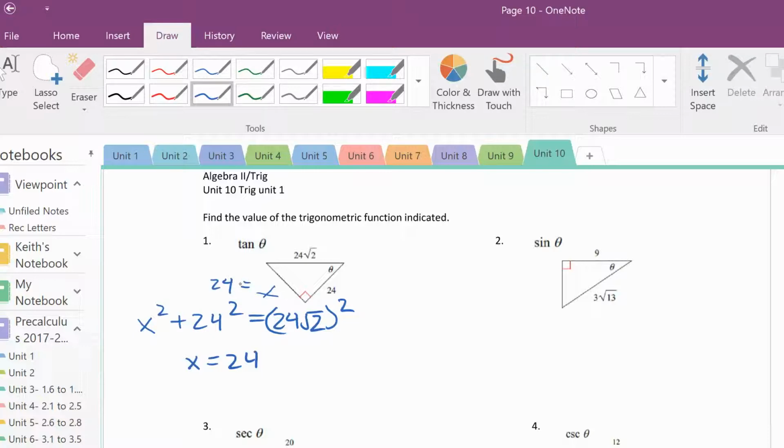So, to do the tangent of theta, you go opposite over adjacent. So it's going to be 24 over 24, which is 1.